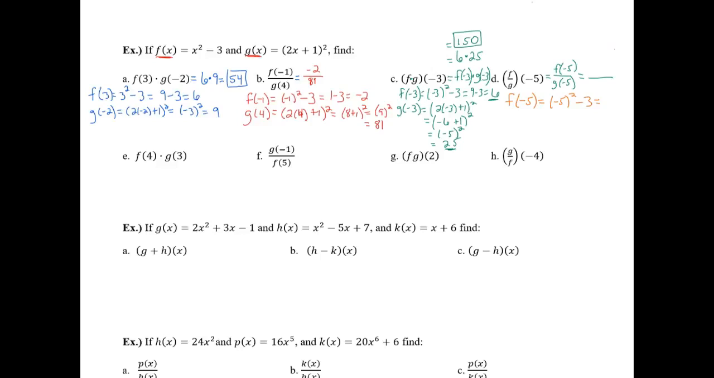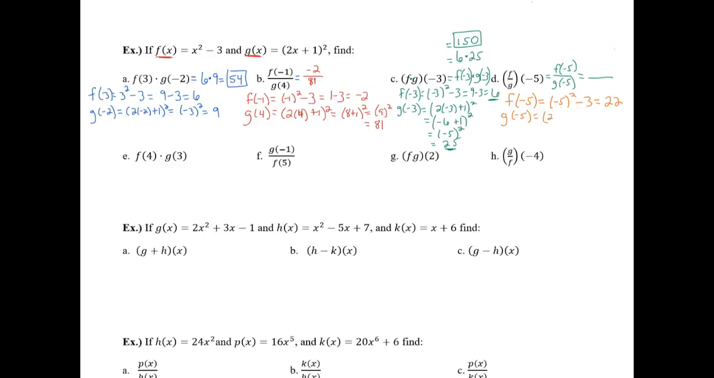I get positive 25 minus 3 will give me 22. Right? Just square it and then subtract 3. Do the same thing with g at negative 5.